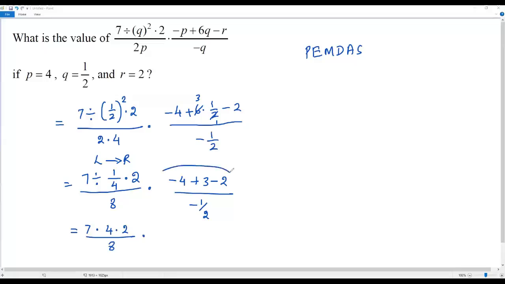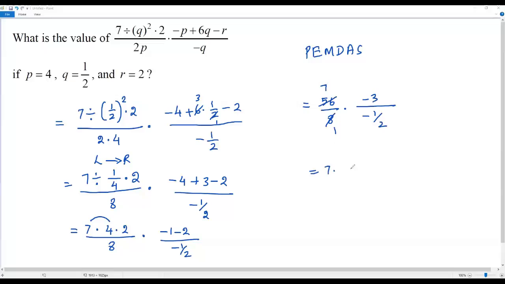Here we have to simplify this expression. When I simplify this, negative 4 positive 3 will become negative 1, negative 2 over negative 1 over 2. Here the 3 numbers are in multiplication. We can multiply them. So 7 times 4 is 28. 28 times 2 is 56. So I get 56 over 8, times. Here, when I combine negative 1 and negative 2, it will become negative 3 over negative 1 over 2. Here I can simplify this fraction. 8 goes into 8 1 times, 8 goes into 56 7 times. Here I can take this numerator 3 as it is, and I change this division to multiplication.